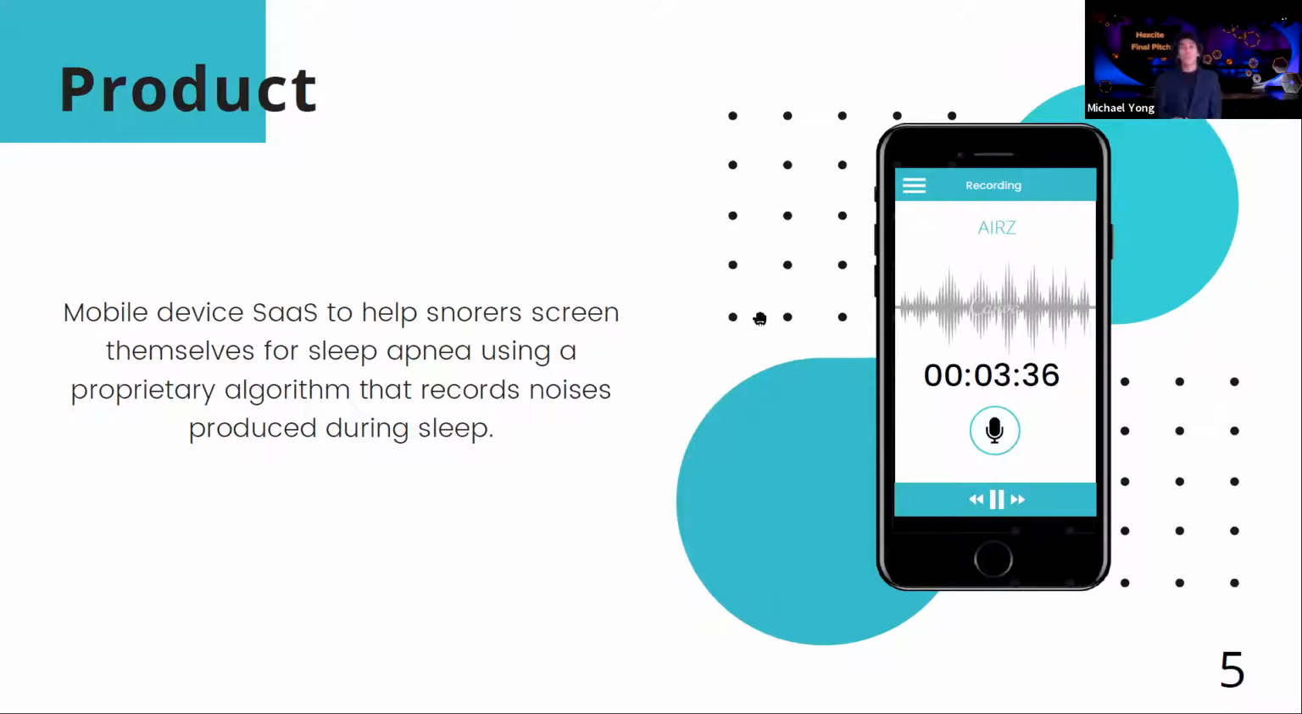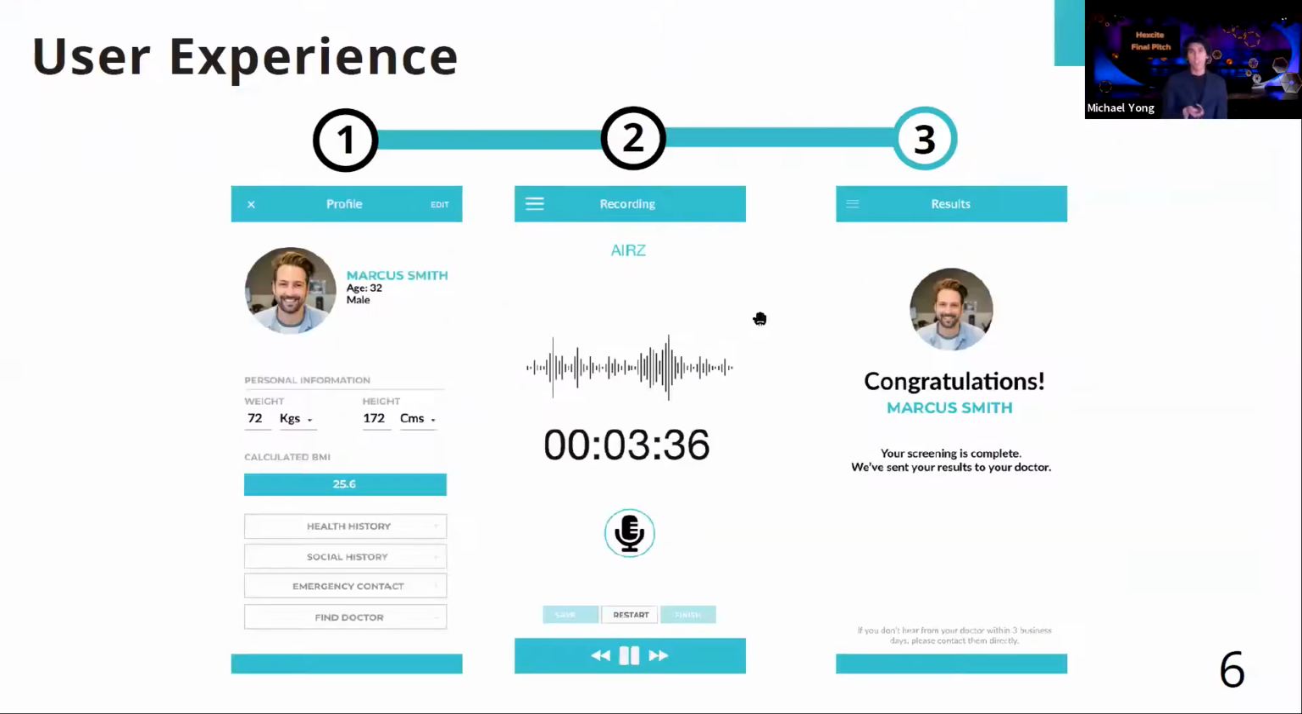Our company, AIRS, is developing a mobile device software as a service application to help snorers quantify their own risk of having sleep apnea using a proprietary algorithm that records noises produced during sleep. So what does that look like? With our service, patients will be able to screen themselves in the comfort of their own home with a research-proven algorithm that automatically sends data to the relevant healthcare providers and connects them onto the sleep apnea diagnostic pathway.